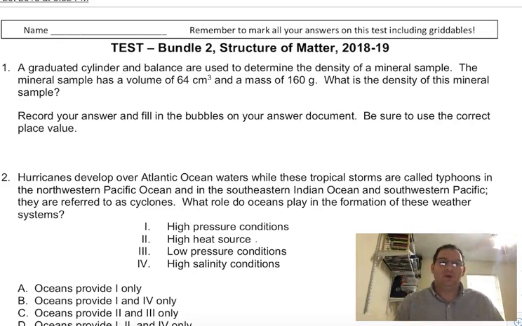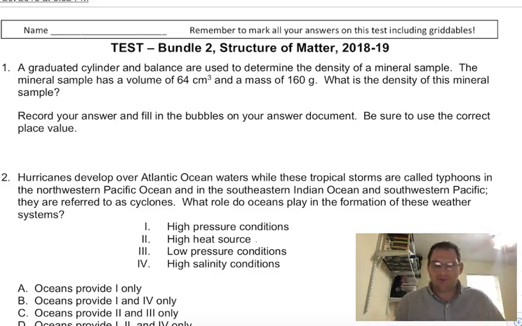All right, let's start with question number 1. A graduated cylinder and a balance are used to determine the density of a mineral sample. The mineral sample has a volume of 64 centimeters cubed and a mass of 160 grams. What is the density of this mineral sample? Record your answers and fill in the bubbles in your answer document. Be sure to use the correct place value.